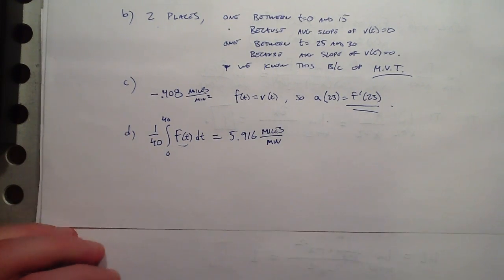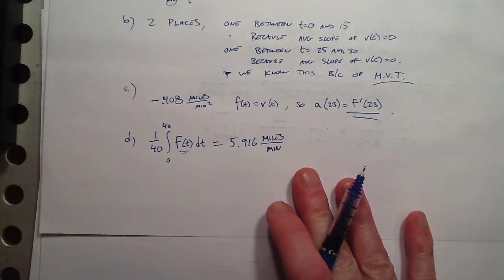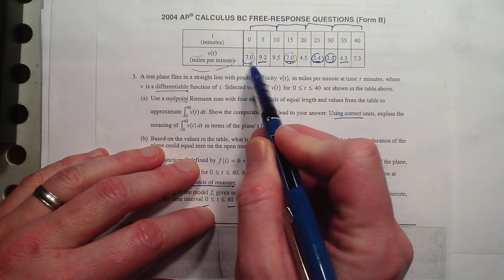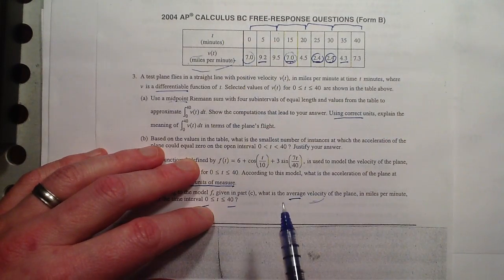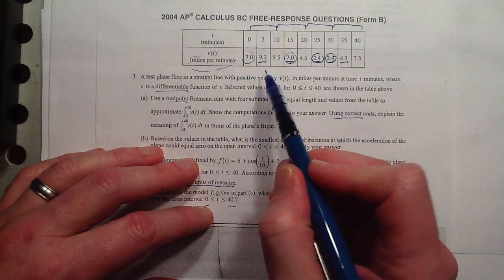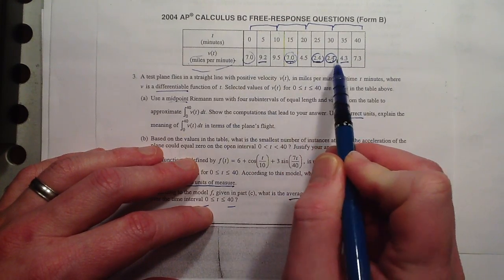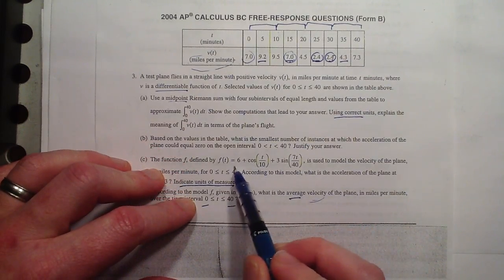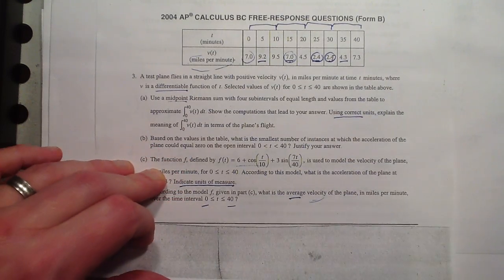So 5.916 miles per minute. And we could just look back quickly here. There's all those values. That looks like a pretty reasonable average, which is not the number you would get, by the way, if you just averaged all of these. It's not the same thing. Of course, it's using a different function. So, all right.